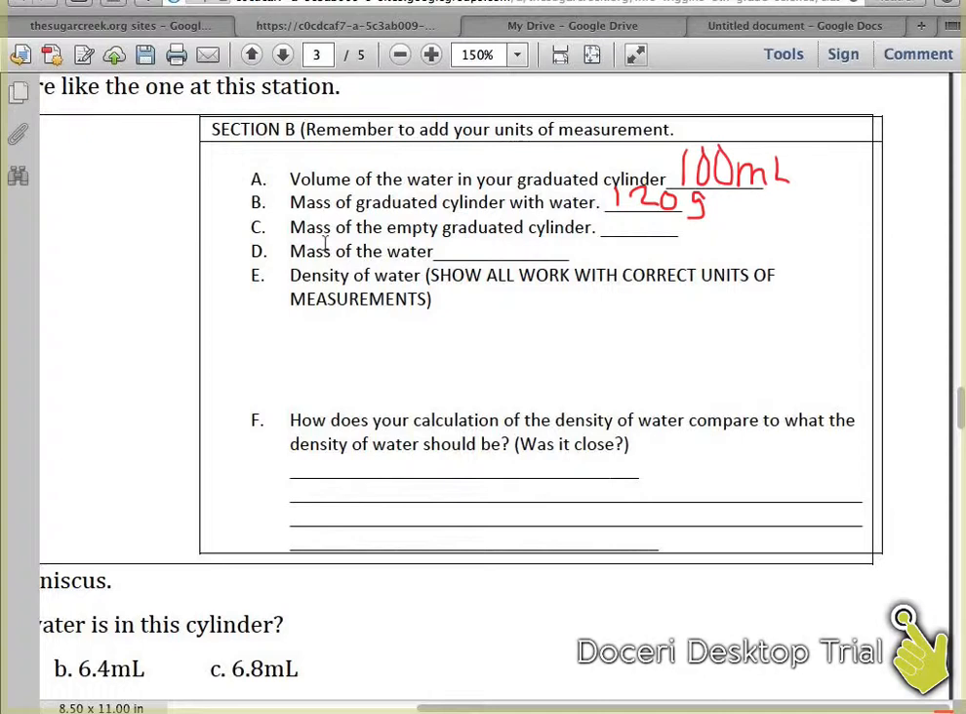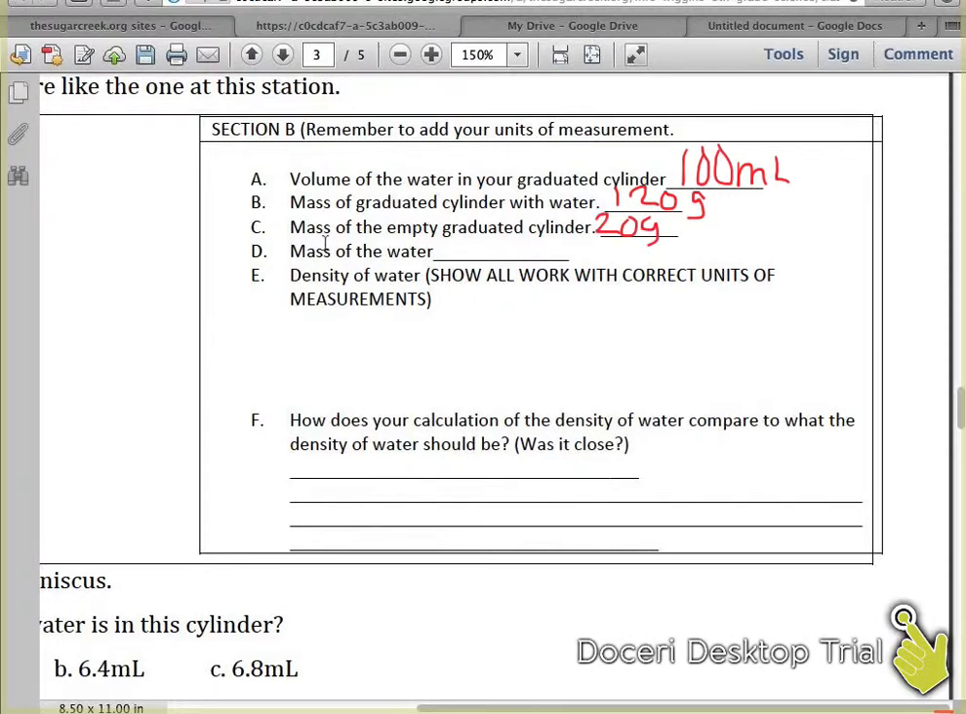Then the mass of the empty graduated cylinder. How did we get the mass of the empty graduated cylinder? And poured the water out. Bryson, thank you for raising your hand. After Bryson said we poured the water out, then what did we do? Put it on the scale. And the scale told us it was what? 20 grams. All right.